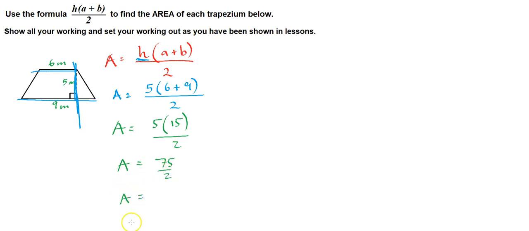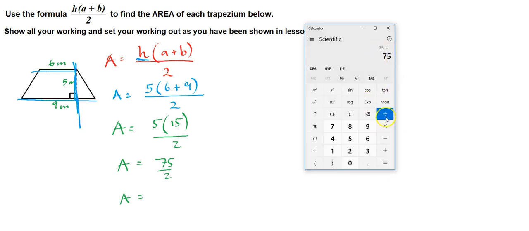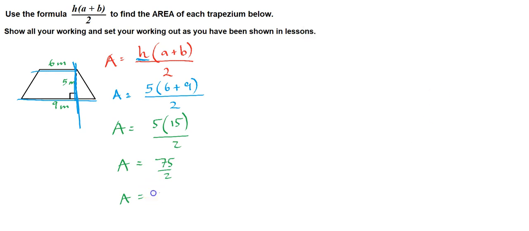And let's use our calculator again. 75 divided by 2 equals 37.5. Excellent, 37.5. And the unit of measurement is meters. We're talking area, so it's squared. And that's how you would solve a problem like that.